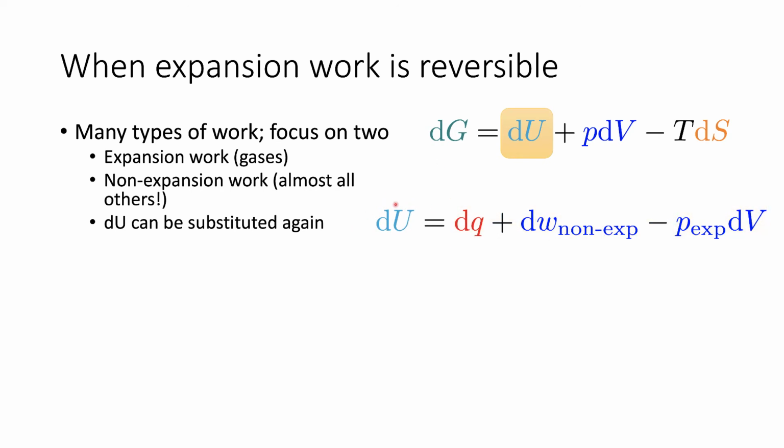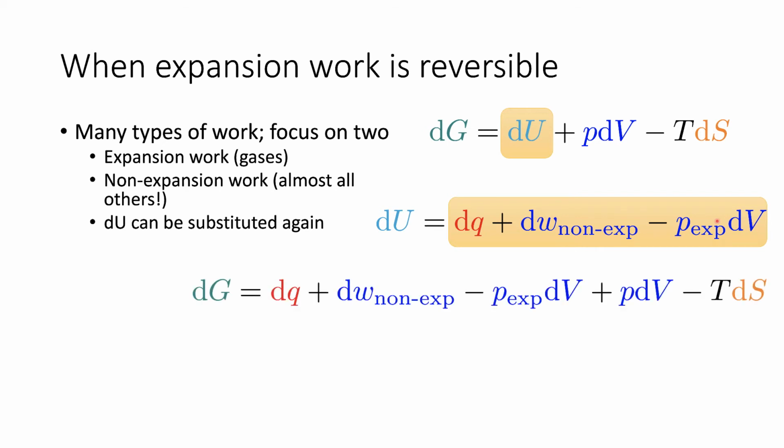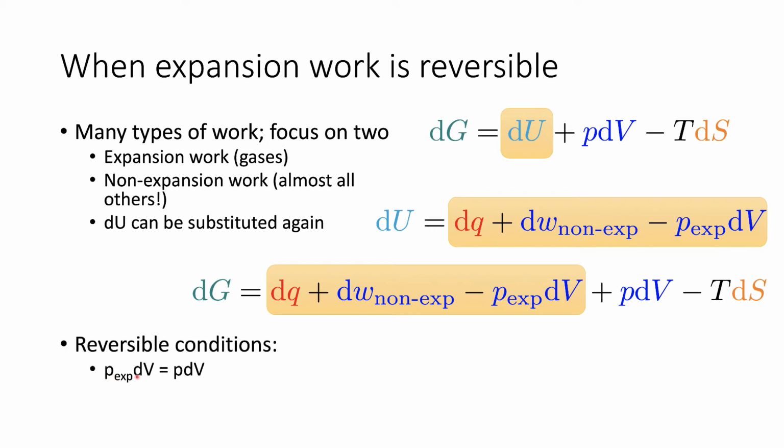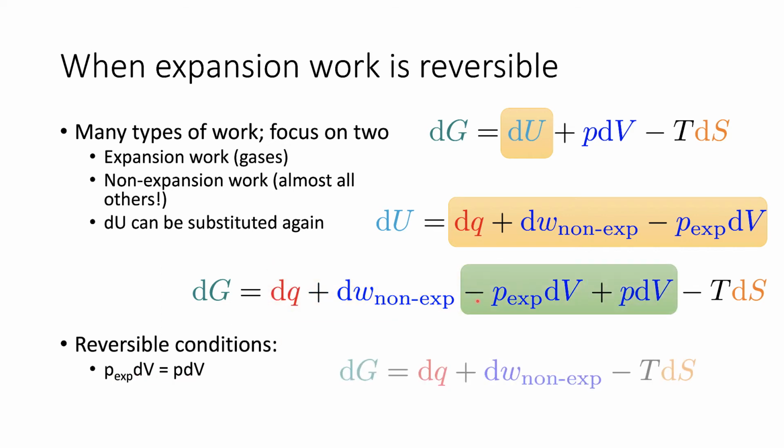So we can write it as the heat flow, remember, and then the overall work done in the system, but we're now dividing this into our non-expansion work and our expansion work. And this allows us to substitute our internal energy one more time. Okay, things are getting a bit busy, but you can see that we've replaced our internal energy with this new term here. Now, if we consider what's happening under reversible conditions, our expansion work is simply equal to P dV. So what that means is these two terms cancel out, and we end up with this new expression for our Gibbs energy under reversible conditions.